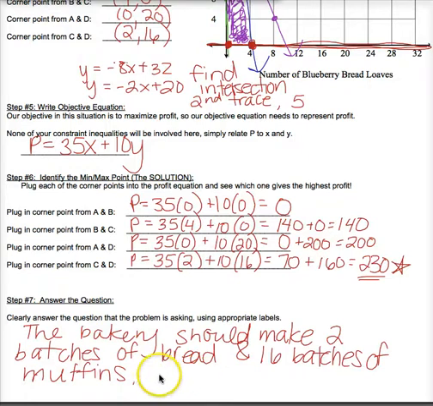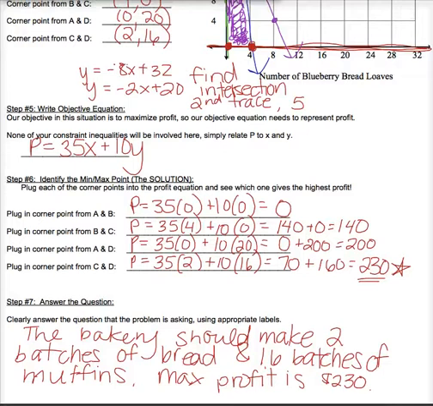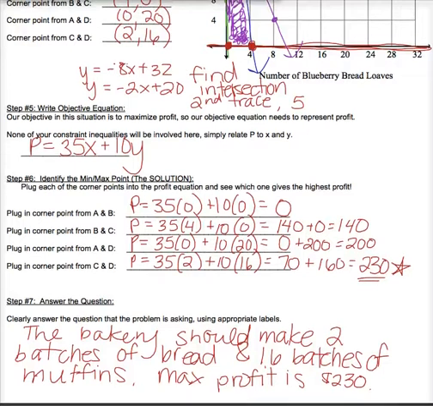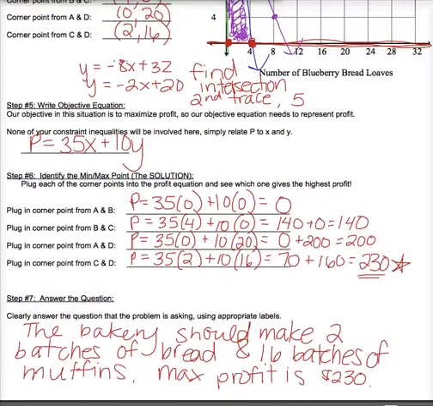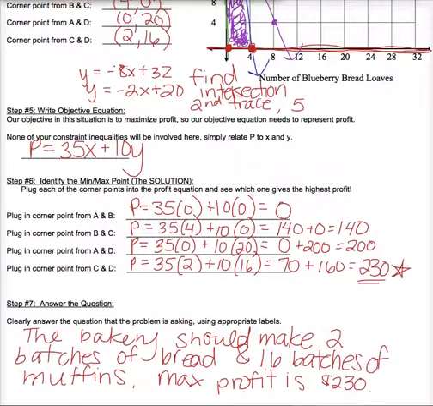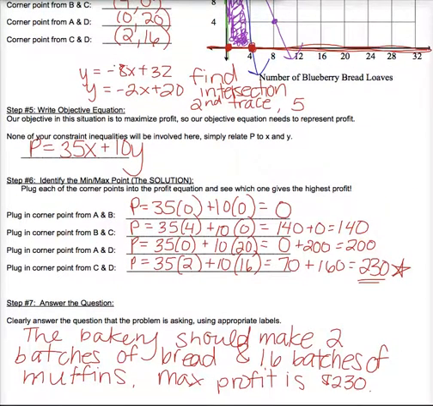Now, it didn't ask, but other problems might ask. The maximum profit here we found is $230. All right, so again, linear programming is a nice way to bring all of this together in real life situations, something that people really have to do in real life to find out or maximize profit, minimize costs.